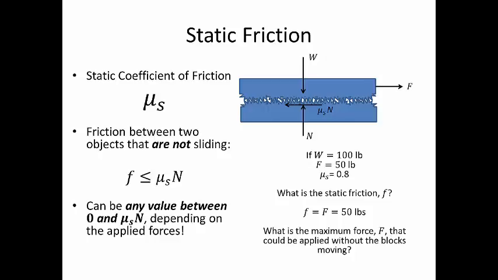But what's the maximum force that could be applied without moving the blocks? 50 pounds is not the maximum that we could get. But if we multiply our normal force times our coefficient of static friction, we'll get the maximum force. Our normal force in this case would be 100 pounds, and our coefficient of static friction is 0.8, so the maximum static force that we can get is equal to 80 pounds. Notice that the 50 pounds that we've got in this portion of the problem is less than 80 pounds. Again, our static friction can be anywhere between 0 and 80 pounds for this particular problem.